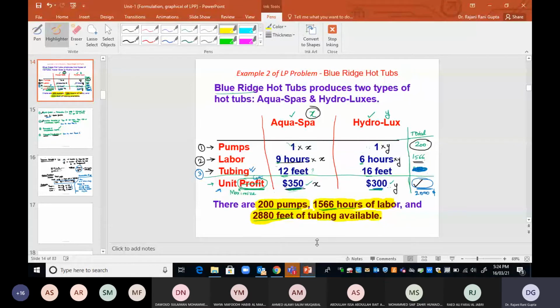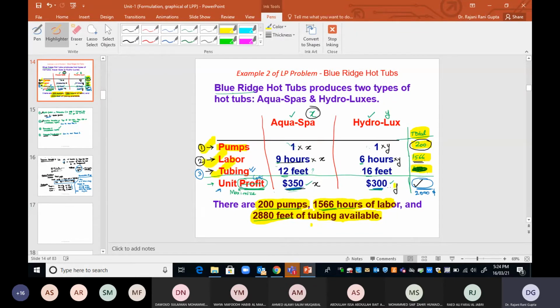Means this comes under the total. So whatever quantities have a restriction, that only comes under constraint. Like here you have four things: pumps, labor, tubing and profit. But you have a restriction only on pumps, which is 200. You have a restriction on labor and you have a restriction on tubing. So only these things will come into constraints 1, 2 and 3. Profit, you don't have anything in the total, so it will not come under constraints.